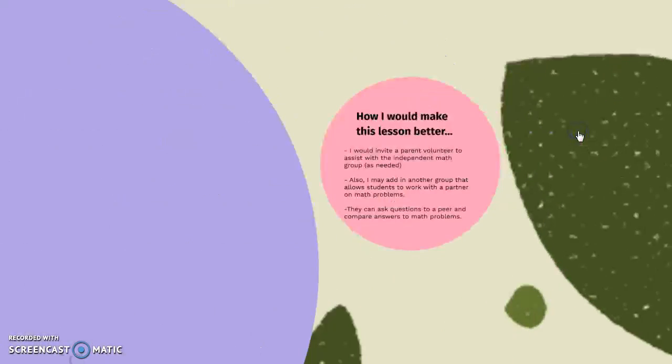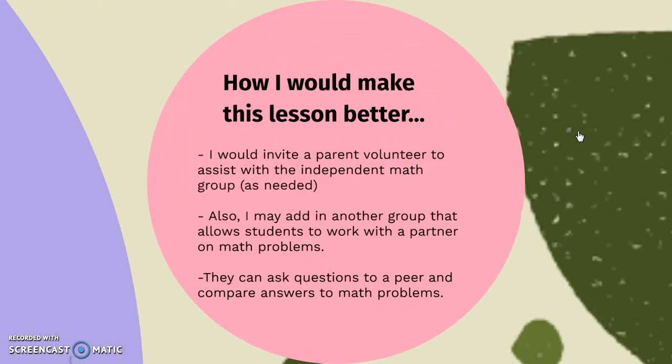I do have some suggestions how I would make this better. I would invite a parent volunteer to assist with the independent math group as needed. So if one of those students needs help, there's someone there to help them. Also, depending on the class size, I may add in another group that allows students to work with a partner on math problems. I think it would be good to have a partner so that they can compare answers and talk about the math problems.